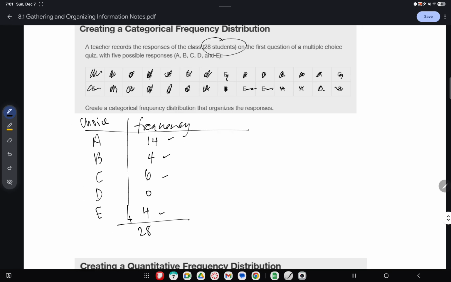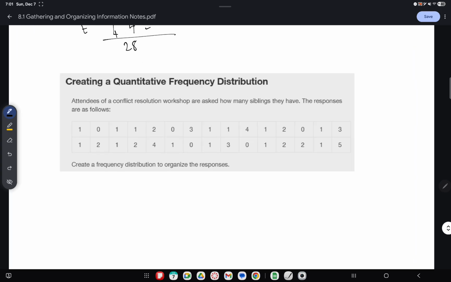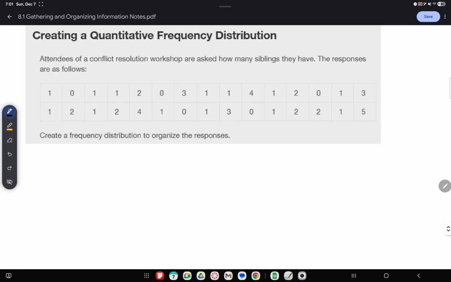Now we can do the same thing for quantitative data. We just have numbers as an answer. So this is, let's see, attendees of a conflict resolution workshop are asked how many siblings they have. So, number of siblings. And what are the options? We've got 0, 1, 2, 3. What's the highest number? I think 5 is the highest number.